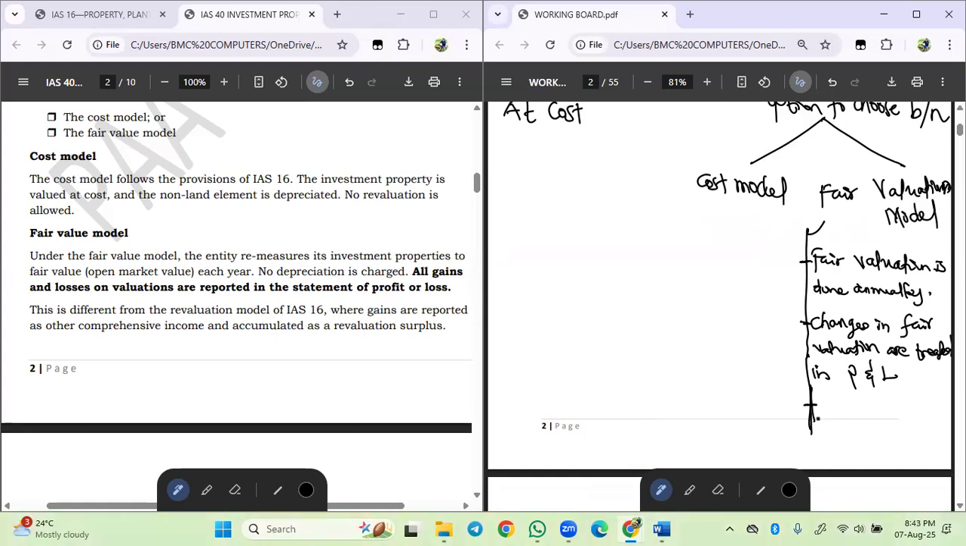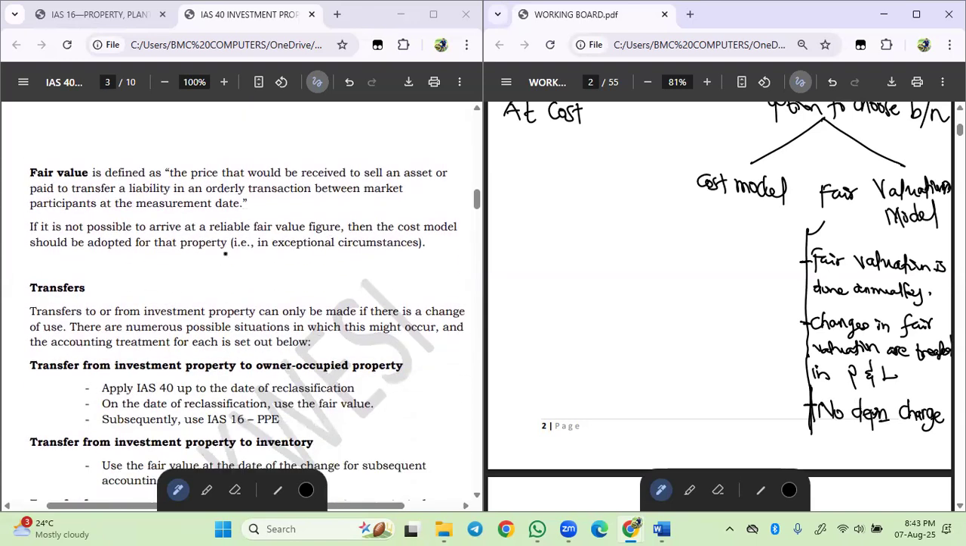There's no OCI. Because the revaluation, initially, it will be in OCI. When the loss exceeds the gain, that's where you send it to the P&L. But fair valuation here changes straight to P&L. Now with fair valuation, we are seeing that there is no depreciation charge for the year. So when you are using fair valuation under IAS 40, you don't charge depreciation. You just find the fair valuation difference. If it's a gain or loss, straight to P&L. You don't charge depreciation.